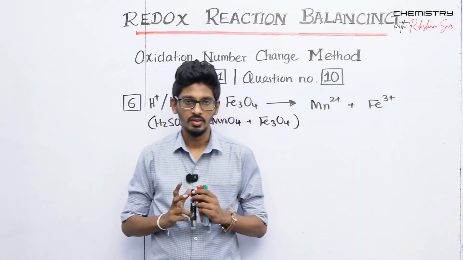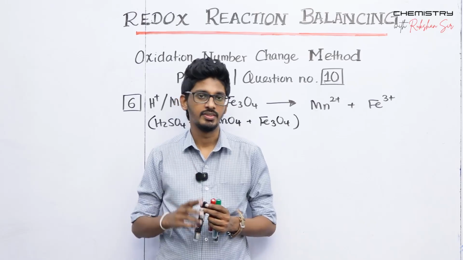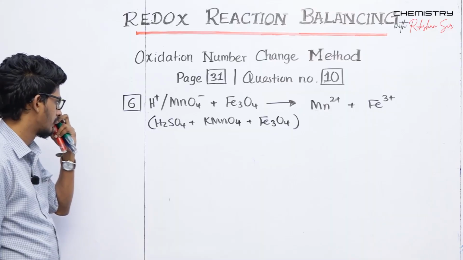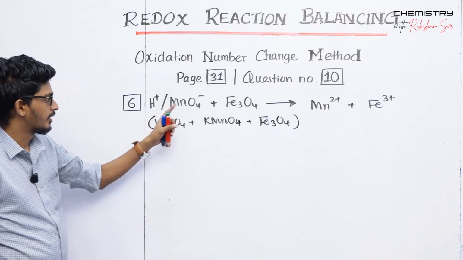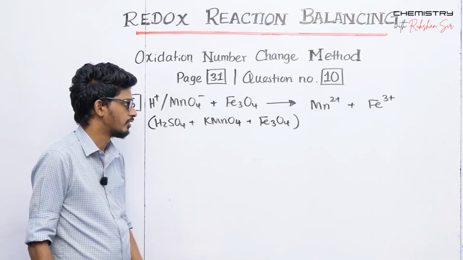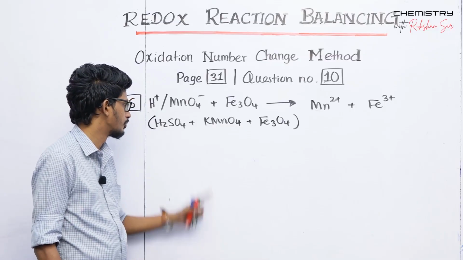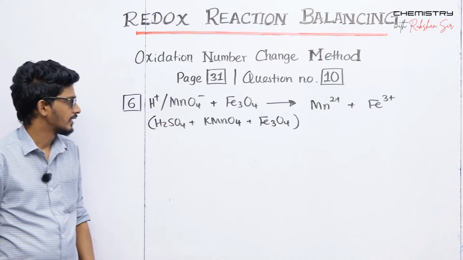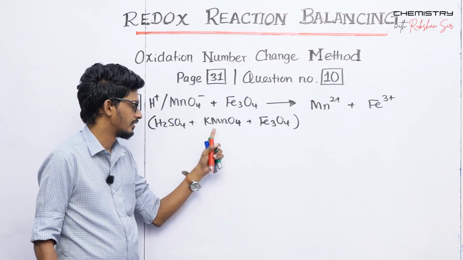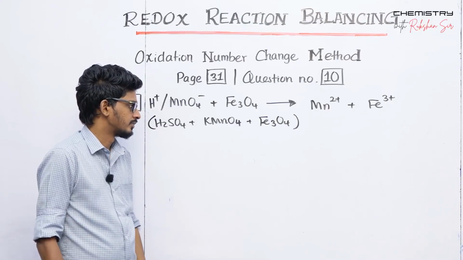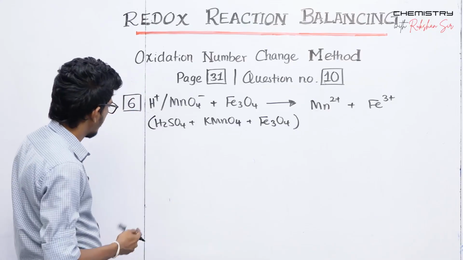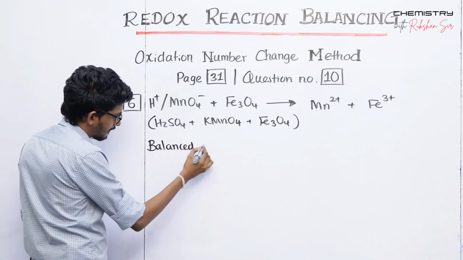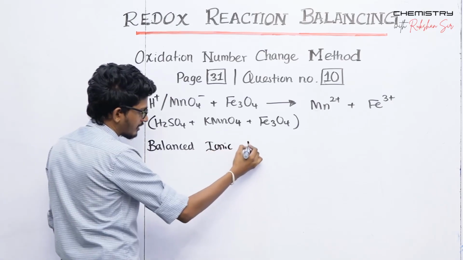Okay, now let's try to solve question number 6, the 6th case here, right? So that is the question here. So in acidic medium, MnO4 minus ions react with Fe3O4 to form Mn2 plus and Fe3 plus. So to provide the H plus ions, they have given you the H2SO4, and to provide the MnO4 minus ions, they have given you KMnO4, right? Okay, let's try to come up with the ionic equation first. So balanced ionic equation.